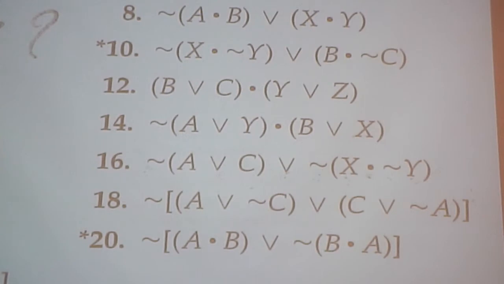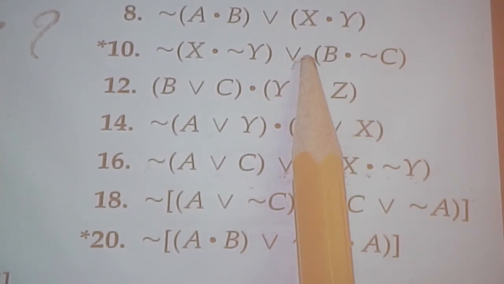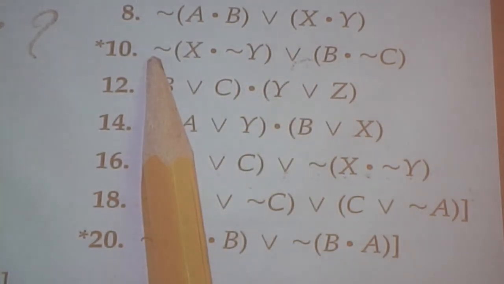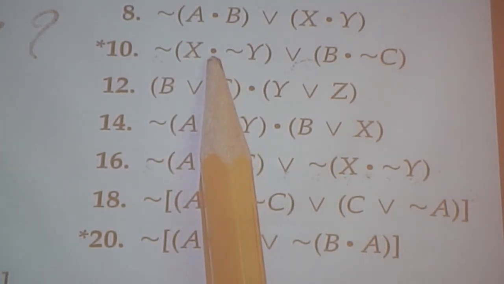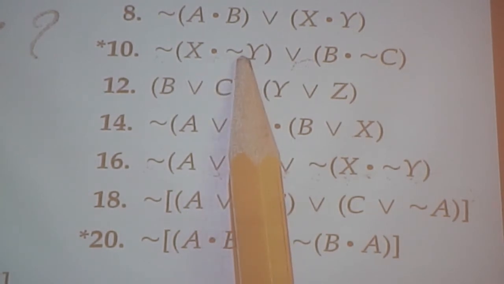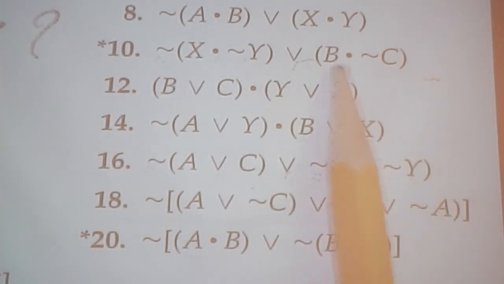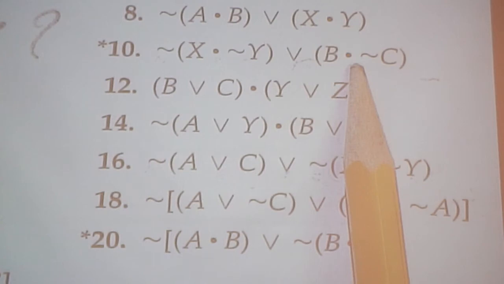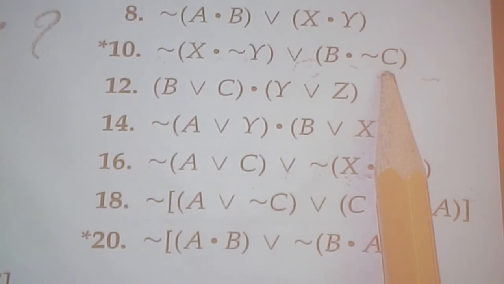Well, it's a little bit more complex. Again, the main connective is a wedge. We're looking at a disjunction here. The left-hand disjunct is a negation. That curl is negating a conjunction. Note that the right-hand disjunct is a conjunction. On the right-hand side of the wedge, we have a conjunction. Left-hand conjunct is simply B. Right-hand conjunct is a curl.